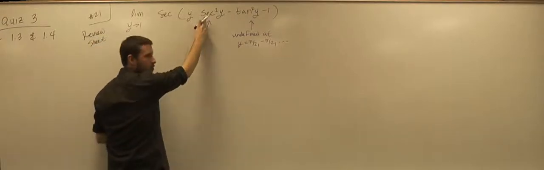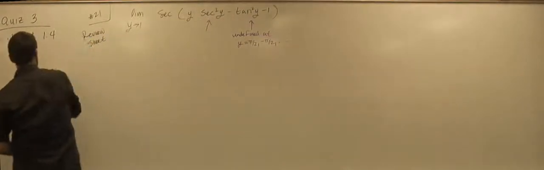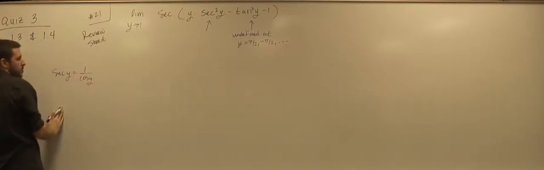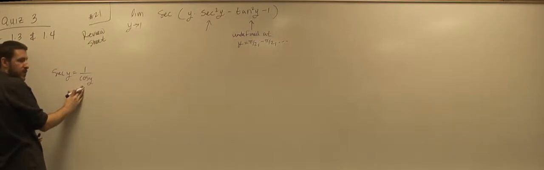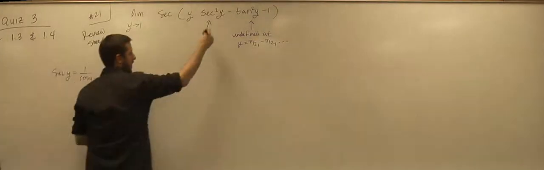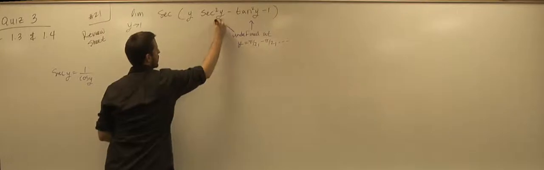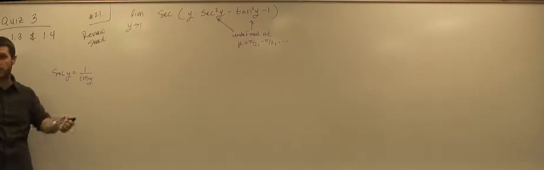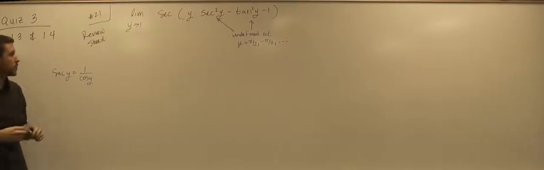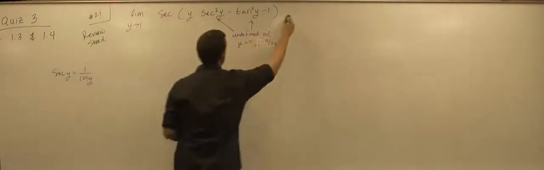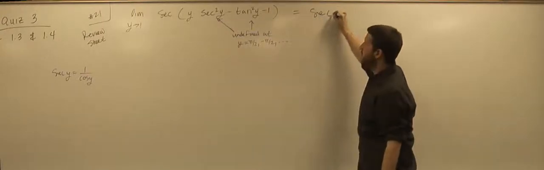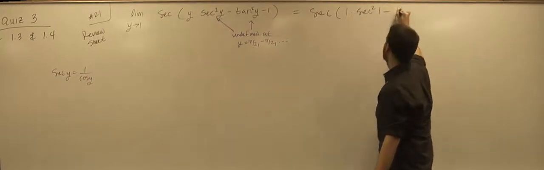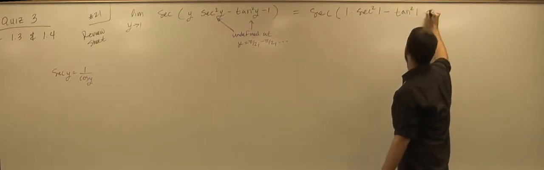Same thing here, where's secant undefined? Secant is 1 over cosine. Secant of y is equal to 1 over cos y. So where's cosine 0? Pi over 2, 3 pi over 2, negative pi over 2. So this is undefined in the same place. But 1 is not pi over 2 or 3 pi over 2 or negative pi over 2, so it's perfectly okay to plug it in. Which means you're going to get this limit equal to secant of 1 times secant squared of 1 minus tangent squared of 1 minus 1.